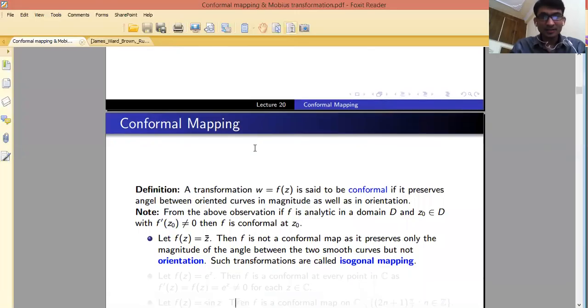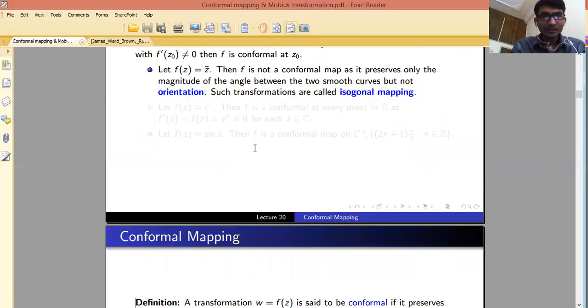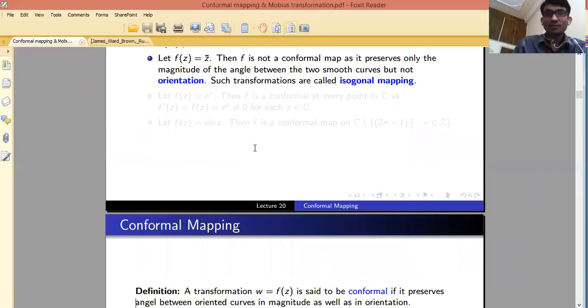And the next thing is, let f(z) equal to z bar. Then f is not a conformal mapping, as it preserves only the magnitude of the angle between the two smooth curves but not the orientation. Okay, अभी हम देखेंगे क्या मतलब है orientation का. Such transformations are called isogonal mappings.